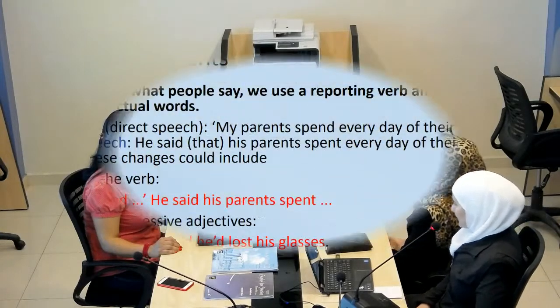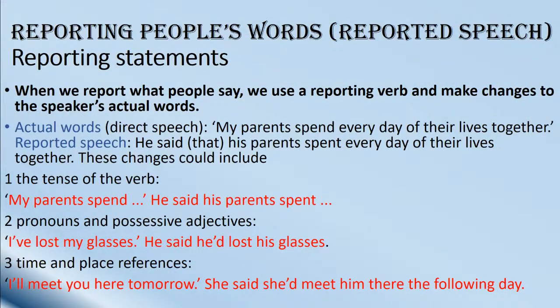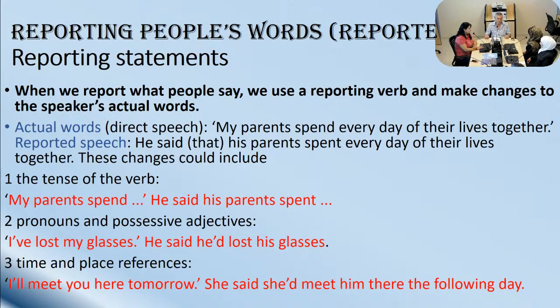These changes could include, first of all, the tense of the verb. My parents spend, he said his parents spent. Second, pronouns and possessive adjectives. I've lost my glasses, he said he'd lost his glasses. Third, time and place references. I'll meet you here tomorrow. She said she would meet him there the following day.